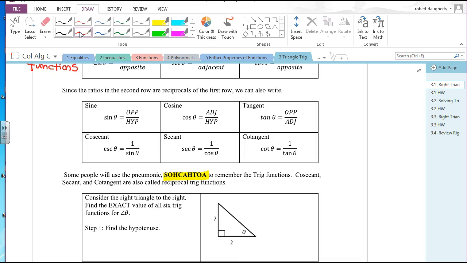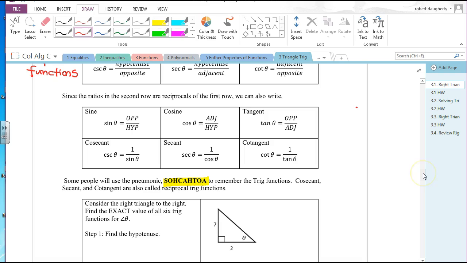Then once you know that, cotangent is the reciprocal of tangent. Secant is the reciprocal of cosine. Cosecant is the reciprocal of sine. So if you can memorize these 3, these are just the reciprocals, okay? So you're going to have to know this. Everything in the rest of the unit is based on these 6 functions.